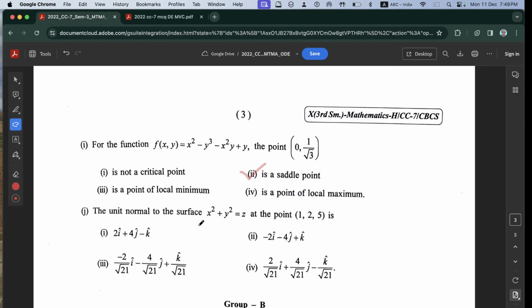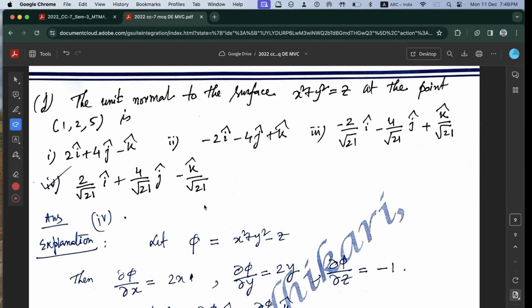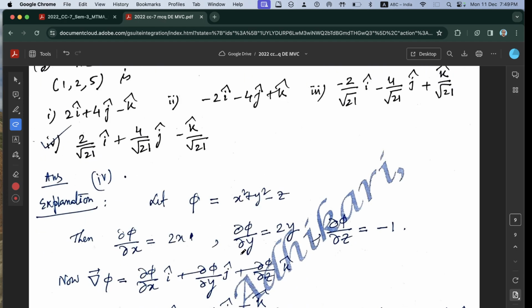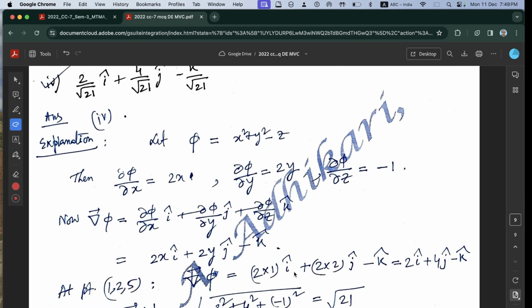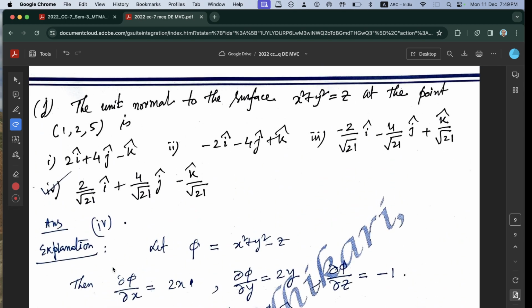Question J. The unit normal to the surface x² + y² = z at the point (1, 2, 5) is what? Let φ be the surface x² + y² − z. ∂φ/∂x = 2x, ∂φ/∂y = 2y, ∂φ/∂z = −1. So the gradient of φ equals ∂φ/∂x i + ∂φ/∂y j + ∂φ/∂z k. Hence we get 2x i + 2y j − k, where the given point is (1, 2, 5).